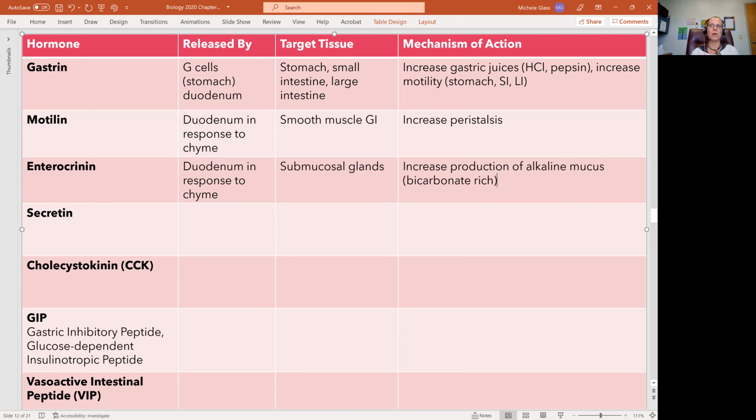Mucus, again, this is important in buffering the acidic chyme that's coming directly from the stomach. Okay.